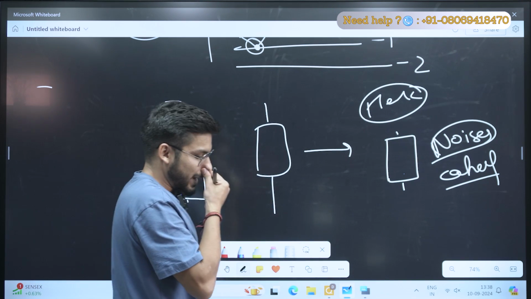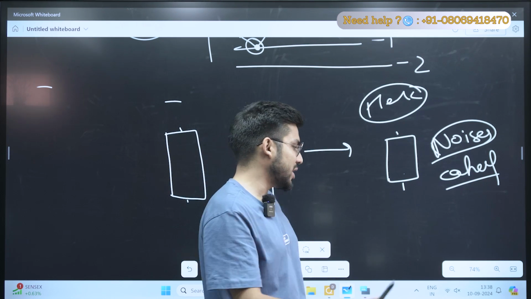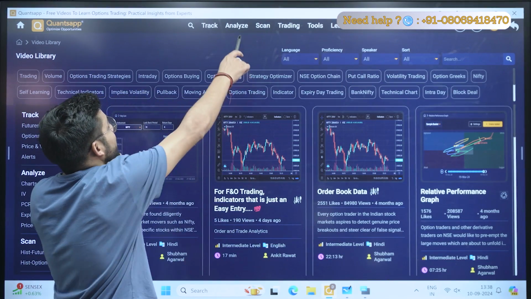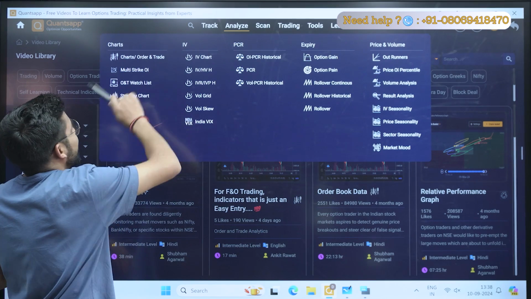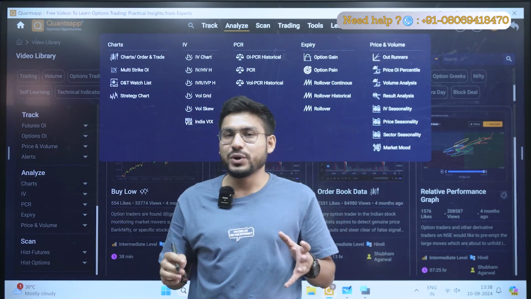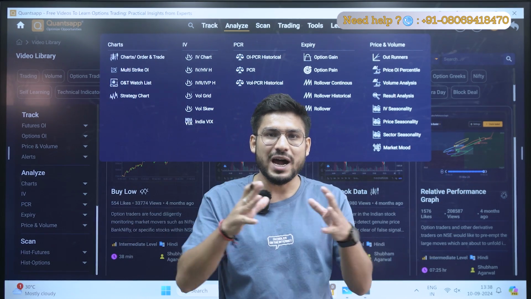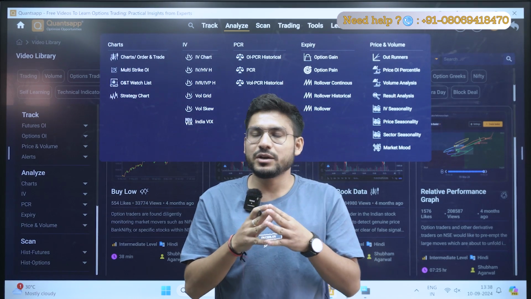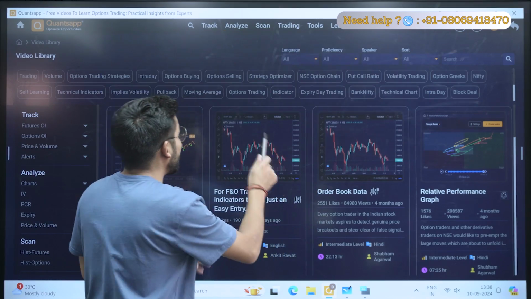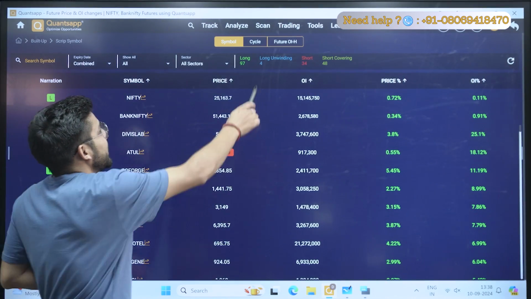Okay, now as you have understood all the concepts of RSI, true strength and candlestick, now we will go into the charts. Let me open the Concept application here. What you can do is go to the analyze section, and here we have charts, order and trade. Now before going there, if I'm doing a swing trade, there are so many stocks, a pool of stocks, and I want to sort and choose some stocks for myself, right? So before going into the charts, I'll go to the track section, and there is the build-up script symbol, and here is the cycle.